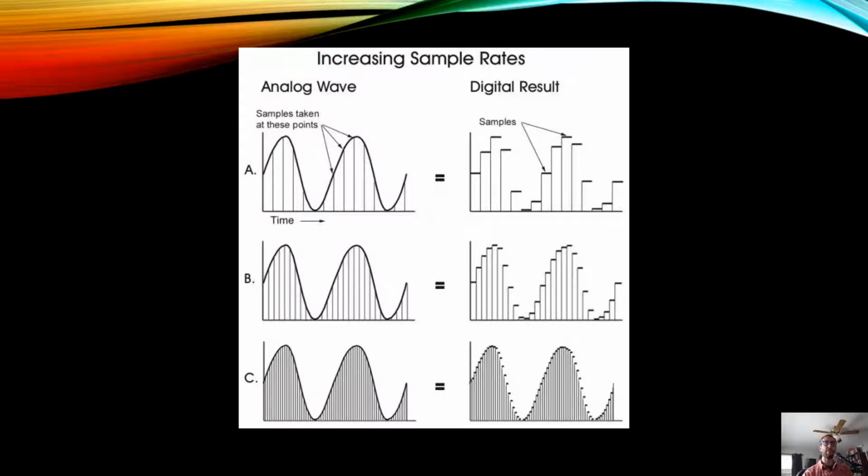Here's what I was talking about before. We have the analog wave, and you can see in A, we're only taking a couple of discrete sample values. So the digital result is very stepped. As we increase the number of samples in B, we get more and more definition to the original curve that can be seen. And in C, where we're sampling even more, we get an even better digital curve approximated as the result.